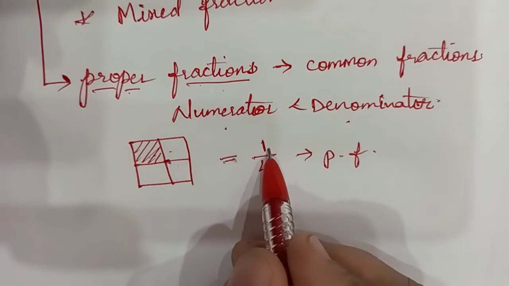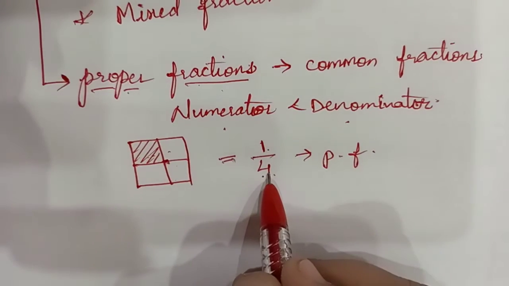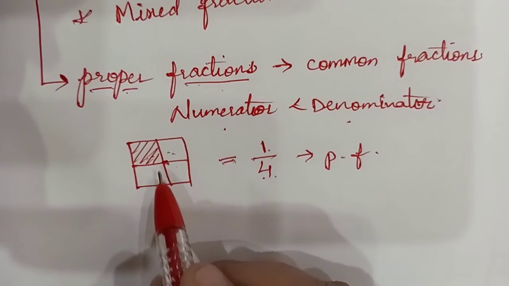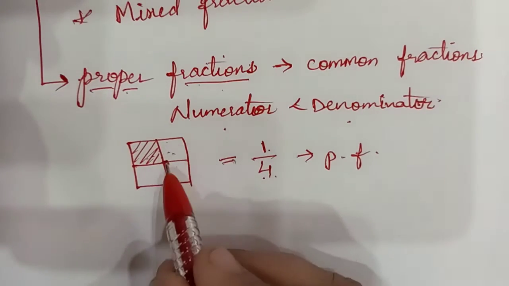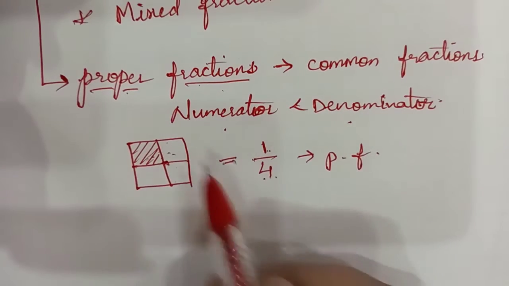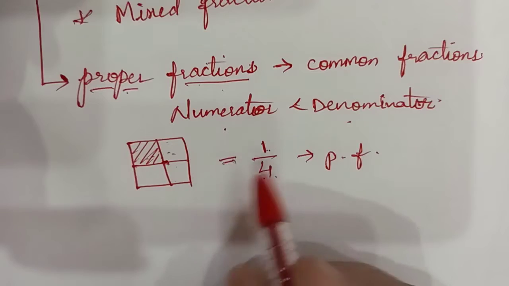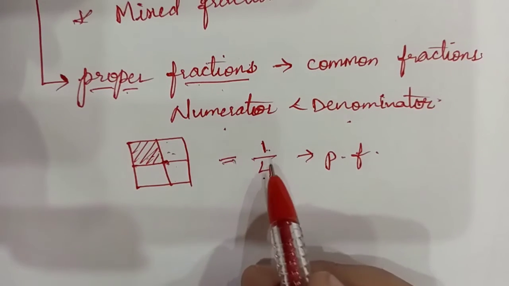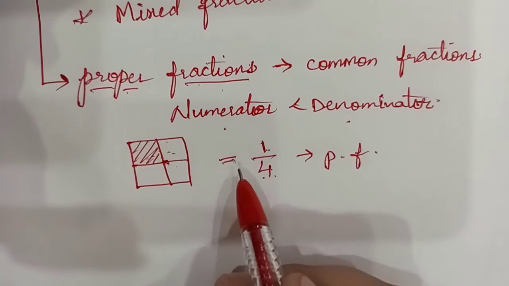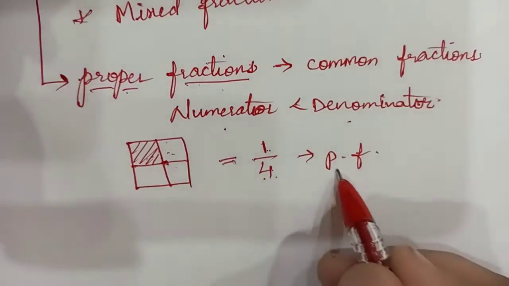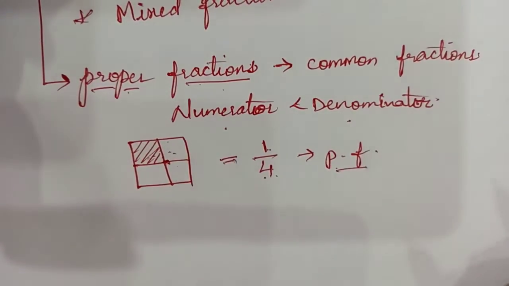The numerator is always less than the denominator. You are having four parts, right? Suppose two parts are shaded, you will write 2 by 4. Three parts are shaded, you will write 3 by 4. Four parts are shaded, you will write 4 by 4. The denominator will not be less than the numerator. Understood everyone? This is about proper fractions.